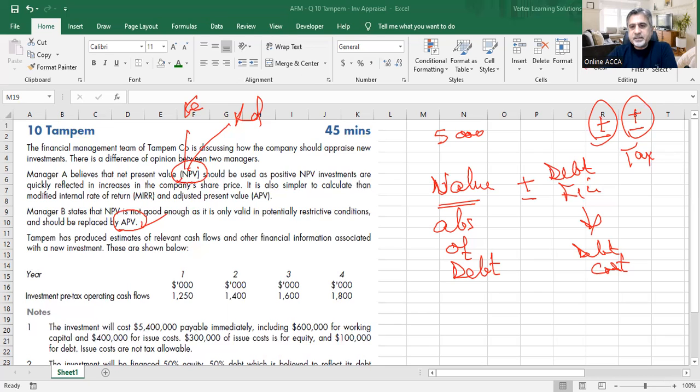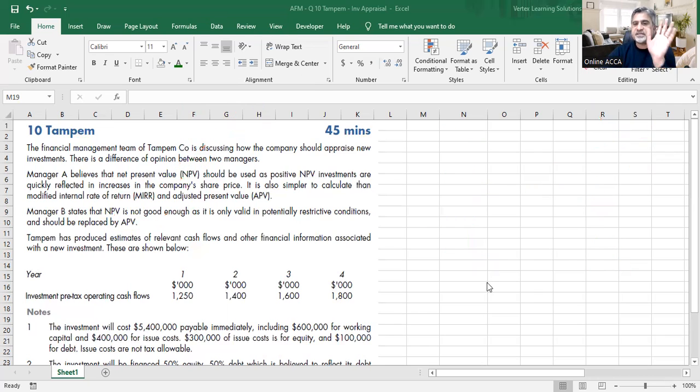I just discussed this because when we start doing the question, we might not be repeating it again, since I have already explained the purpose of APV. So now we start reading the question and see what information is given.